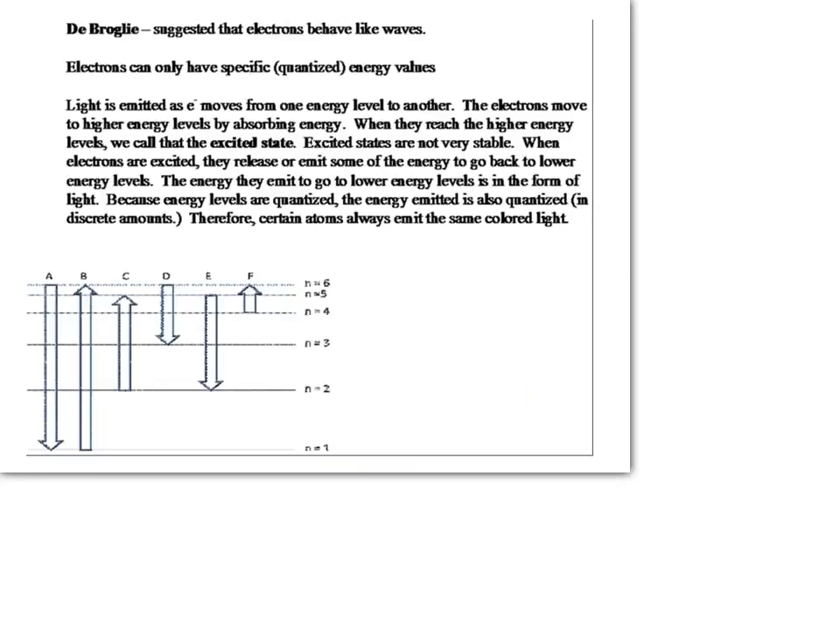De Broglie is another scientist that you need to know about. He was the one that suggested that electrons behave like waves. So up until his time, we thought electrons behave like particles. But now we believe that they behave like both particles and waves. Again, the dual nature of electrons. We also know, based on quantum theory, that electrons have specific or quantized energy values. So they have a certain amount of energy.